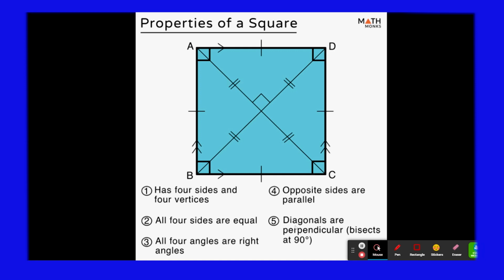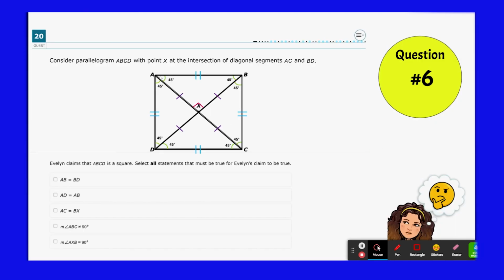The fifth one is that the diagonals are perpendicular. Okay, diagonals are these ones that go from corner to corner or vertex to vertex. And whenever they meet, whenever they cross here, they form a right angle. That's what perpendicular means, 2 lines that intersect to form a right angle. Okay, so now that we've reviewed those, let's go to our question here. I went ahead and put all the marks onto the question, the original question. And now let's go through each one.